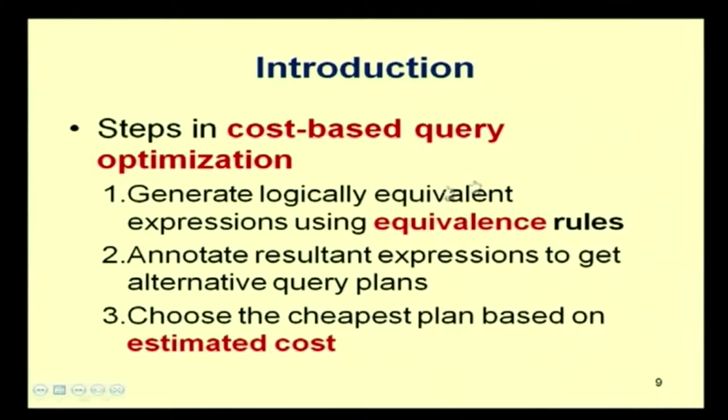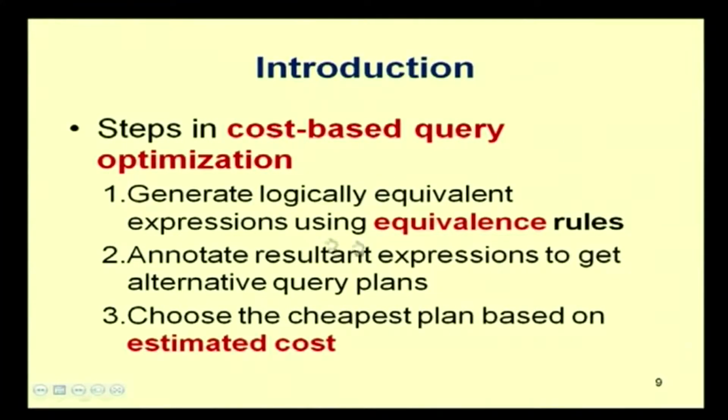So, depending upon what operation you do first, how you do the operation, how you pipeline it, how you do the join, whether you do the join with fewer tuples or more tuples, what are the fields which are common, all these affect the cost of the query, and it can vary very widely between seconds versus days. What are the steps in cost based query optimization?